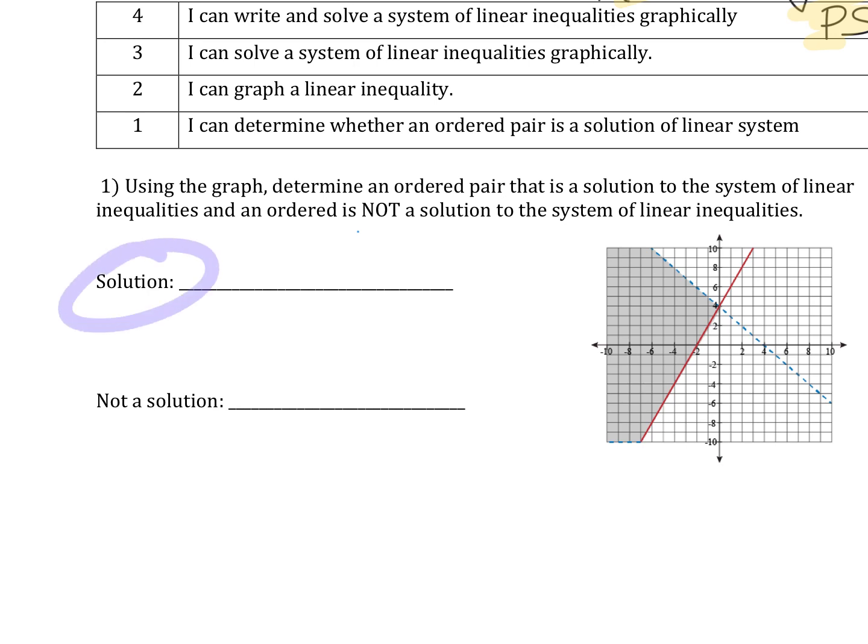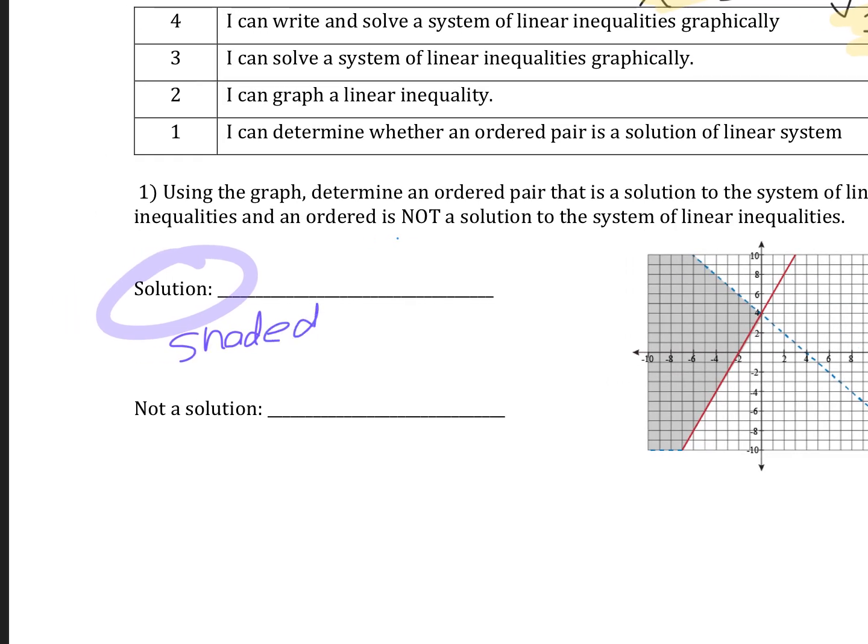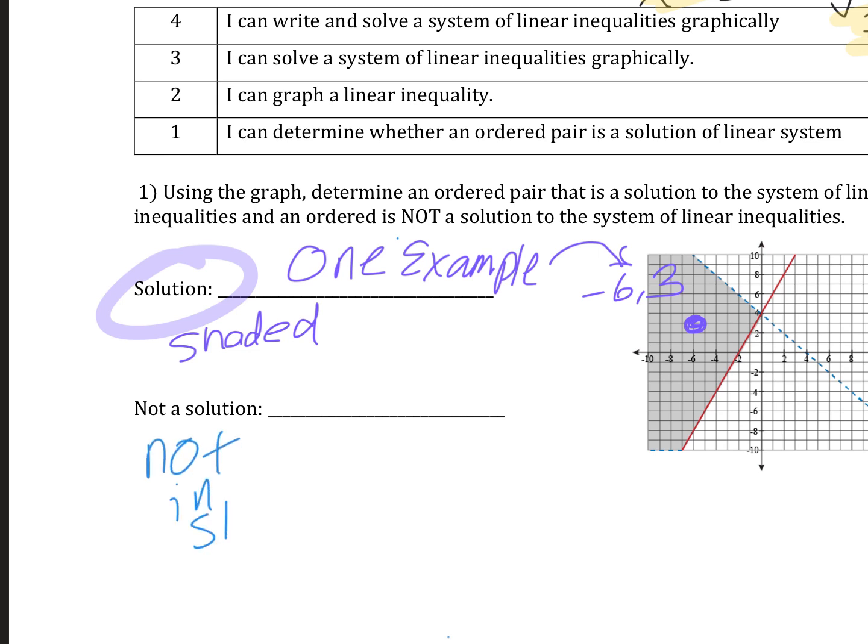Any solution to this inequality is going to be any coordinate that falls in the shaded region. So there's a bunch of different possible answers, but for example, I could say that one right there, which is (-6, 3). Obviously there's a ton of right answers, but here's one example. And then, of course, if it's not a solution, it's not in the shaded region. So that could be anything in this white space. For example, (6, 5). But again, there's lots of possible right answers.